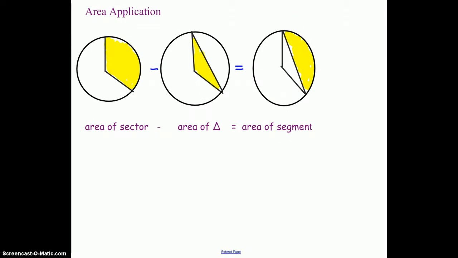Now there are going to be times that we're only going to want to find the area of a segment. First of all, the area of a sector is this whole thing. And if I were to connect this end of the radius to this one, I would make this triangle here. If I were to take that triangle off, I would end up with just this part, which is the area of a segment. So I have to be able to find the area of the sector and subtract the area of the triangle away to be able to get the area of a segment. So let's take a look at one of these.